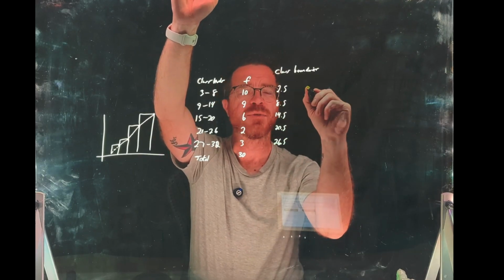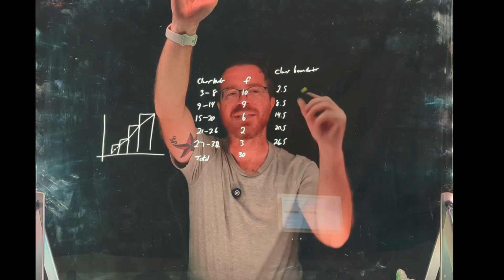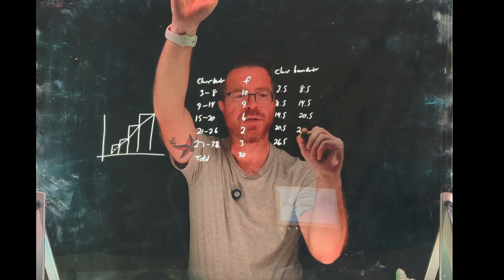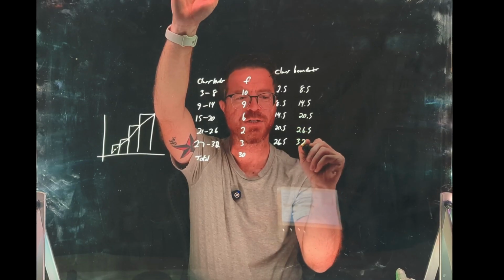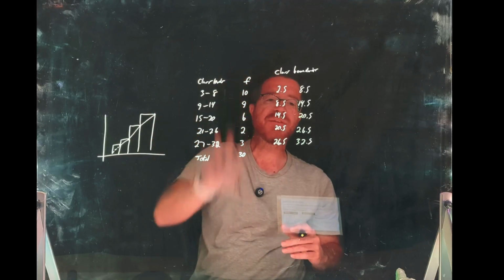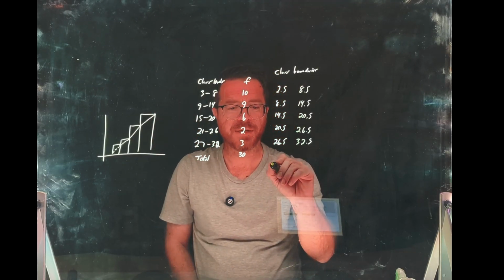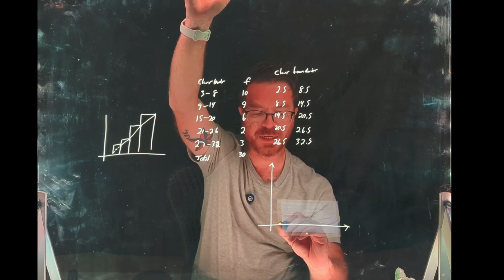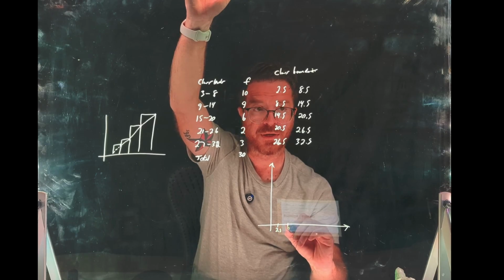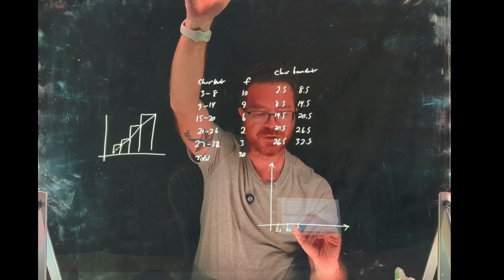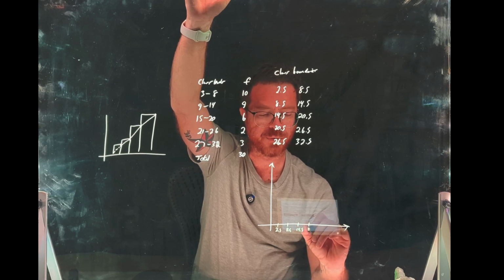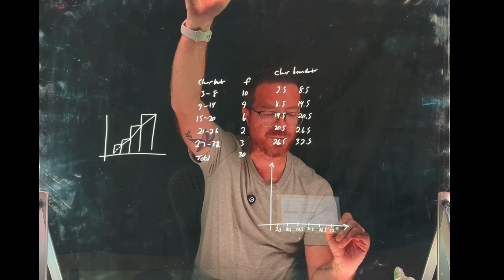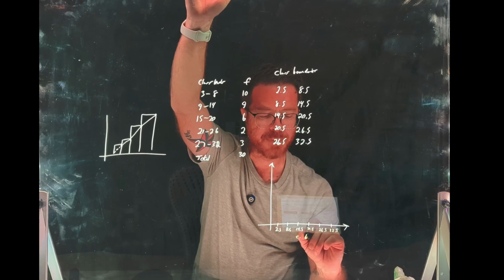For upper class boundaries, which really we only need this first lower class boundary, and the rest we just need the upper class boundary. It's going to be 8.5, 14.5, 20.5, 26.5, and 32.5. And at this point, we actually have everything we need to draw our ogive graph, right? So if we do our x and our y-axis, first thing I'm going to do is draw my class boundaries. So this is going to be 2.5 to 8.5 to 14.5 to 20.5 to 26.5 and then to 32.5. This is going to be our class boundaries.